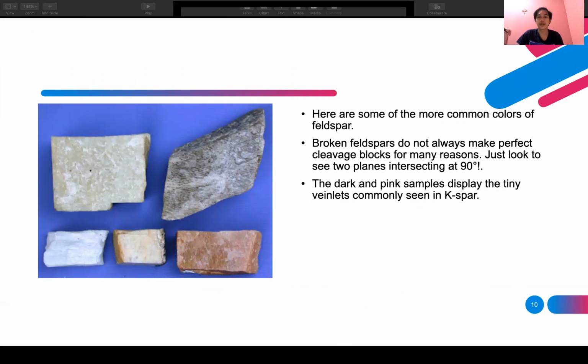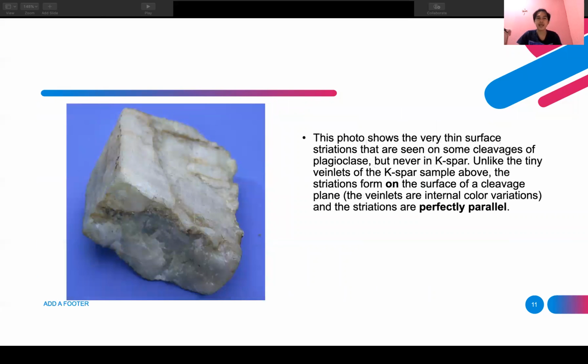Here are some of the more common colors of feldspar. Broken feldspar do not always make perfect cleavage blocks for many reasons. Just look to see two planes intersecting at 90 degrees. The dark and pink samples display the tiny veinlets commonly seen in potassium feldspar. This photo shows the very thin surface striations that are seen on some cleavages of plagioclase, but never in potassium feldspar. Unlike the tiny veinlets of the potassium feldspar sample a while ago, the striations form on the surface of a cleavage plane. The veinlets are internal color variations, and the striations are perfectly parallel.